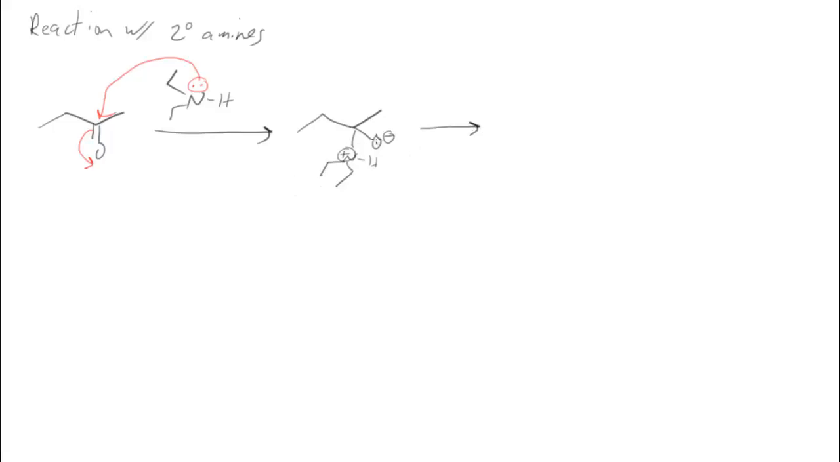In our intermediate, we have O- and NH+, again, just like we did in the last one. So we can get rid of both charges easily by the alkoxide coming and taking the proton off of the nitrogen, giving us a neutral intermediate, which is the carbinolamine. We can still protonate that with a weak acid.